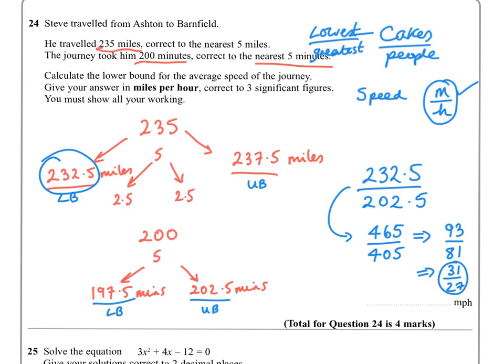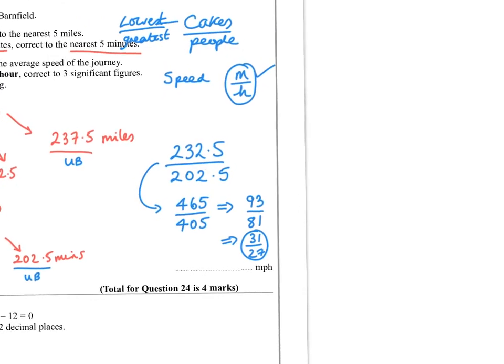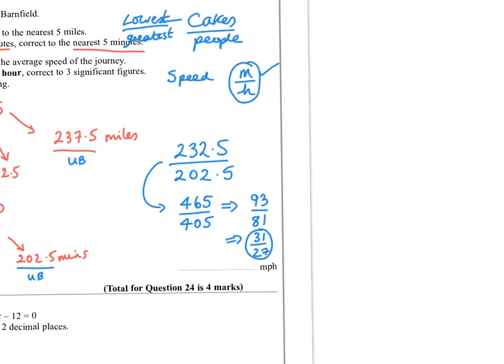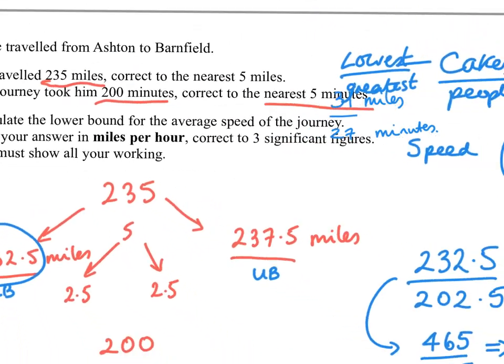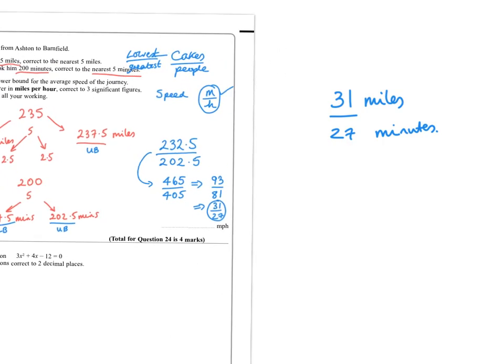However, this 31 over 27 is in a different kind of unit here. We have 31 miles in 27 minutes. Now can you see what the problem is here? We wanted it in miles per hour. That's what the question asked, and I'll show you here. There we go, miles per hour. But what we have is miles per minute. So what do you think you're going to do to change this into the correct units?